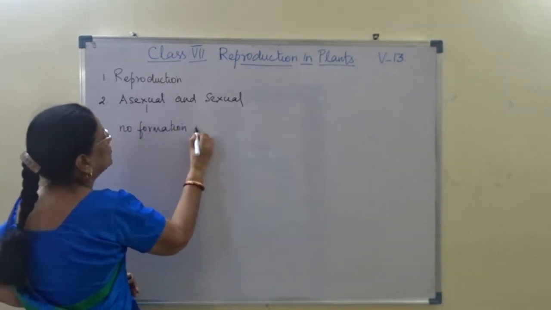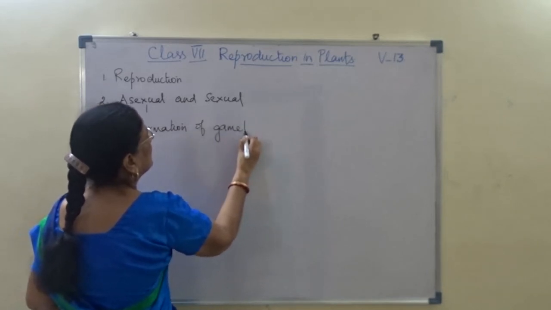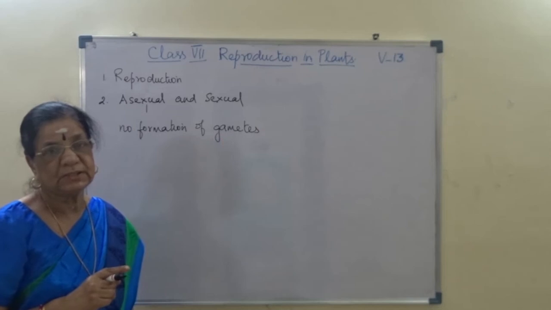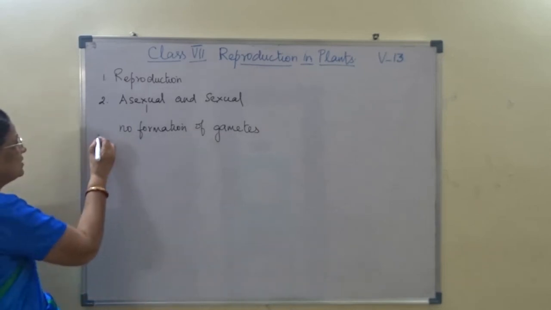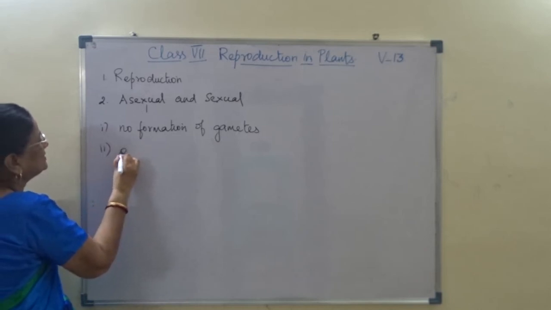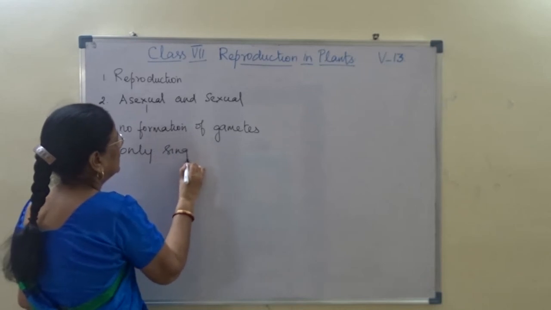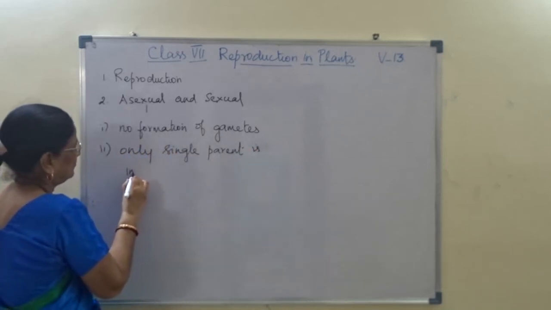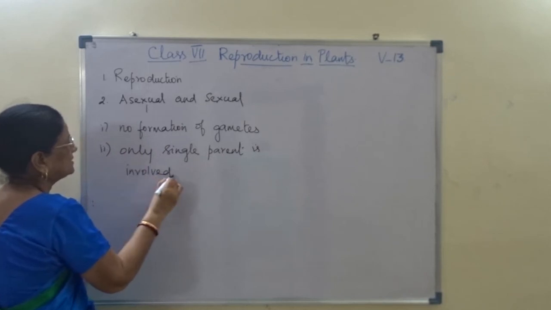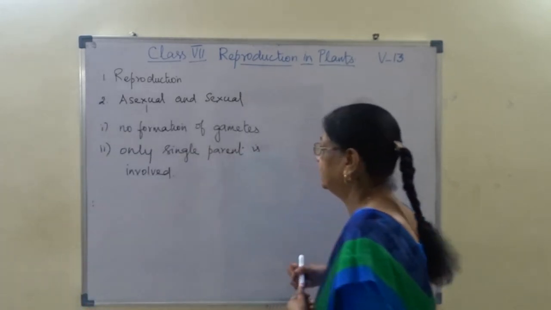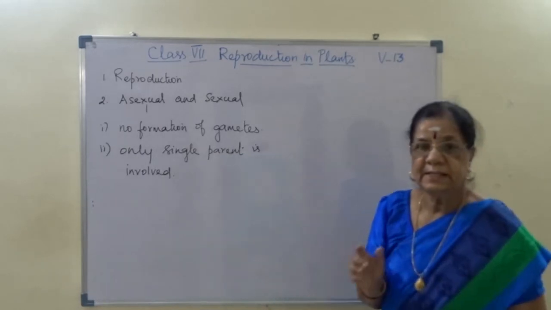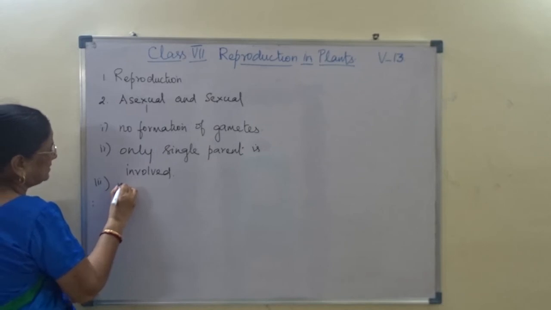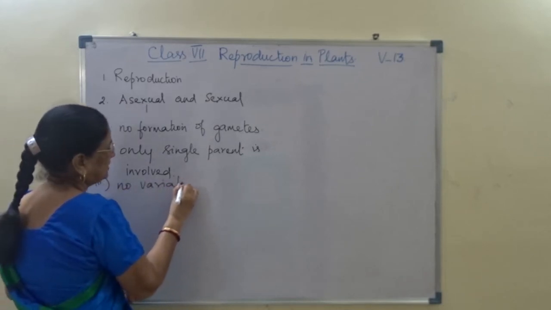What are gametes? Male and female gametes formed by the sex organ. So here there is no formation of gametes, and only a single parent is involved. I hope you understand this. Only a single parent is involved, and as there is only a single parent, no variation occurs.